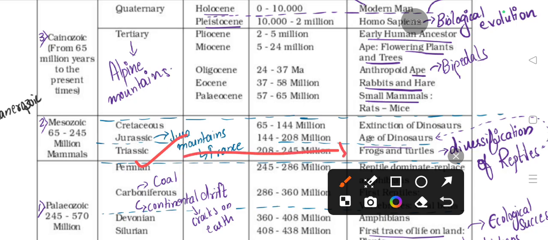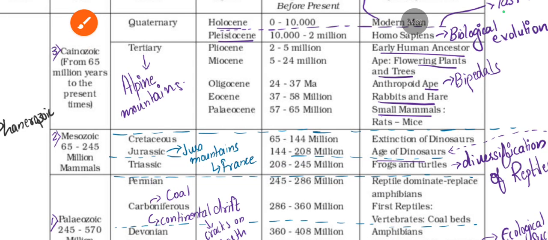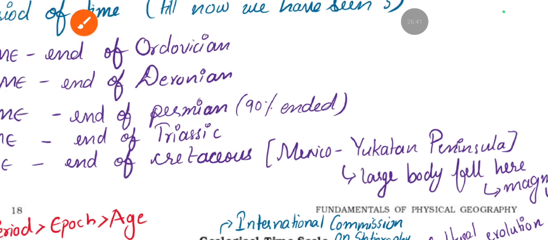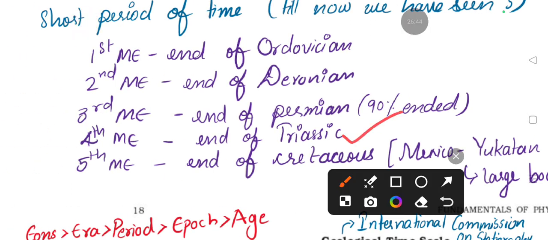In the Triassic period, after the third mass extinction, it is turtles, frogs and reptiles that survived. They started surviving even after the mass extinction and they started dominating. After the Triassic, we have seen again one mass extinction. This is the fourth mass extinction. Remember that after the Triassic, we have also seen a mass extinction, that is the fourth one.